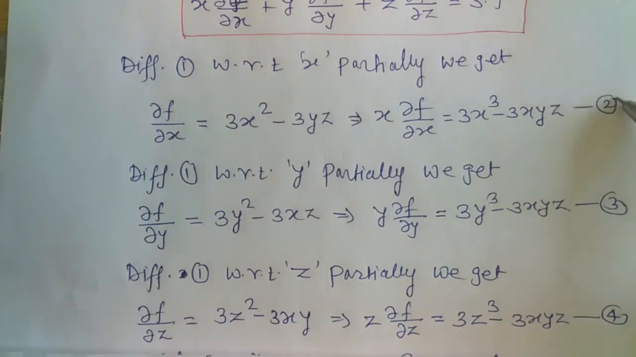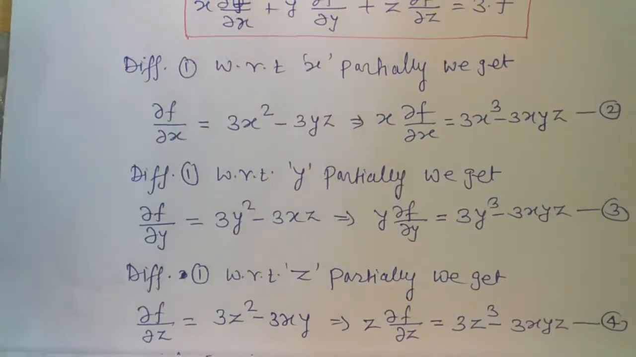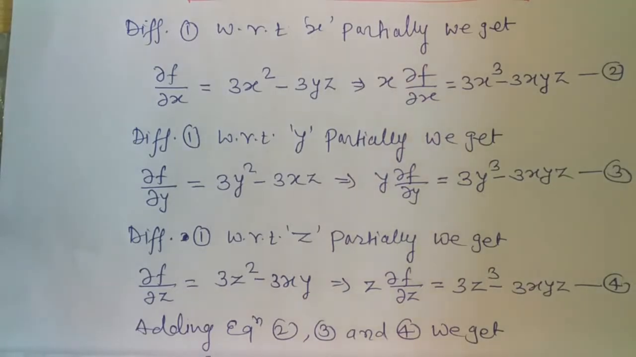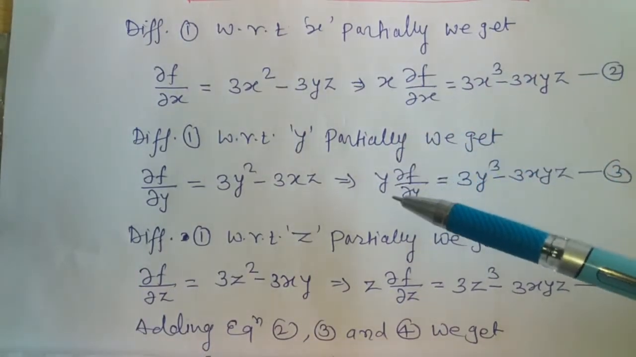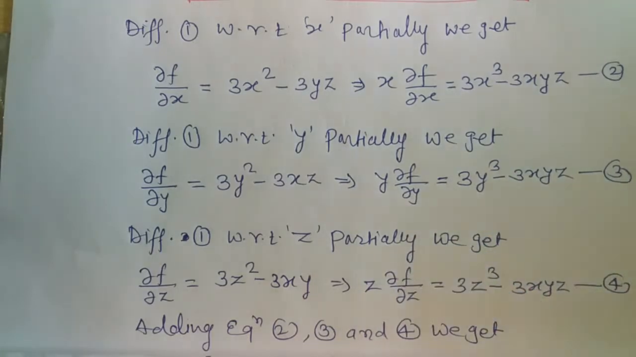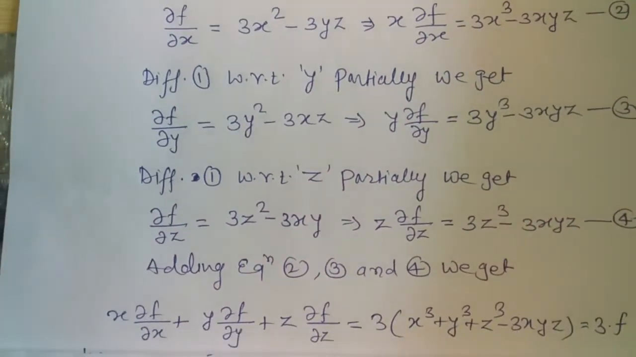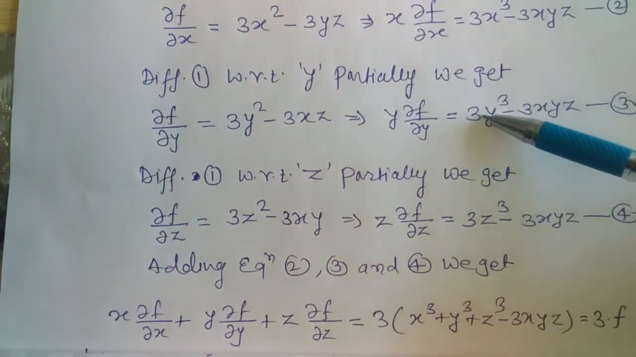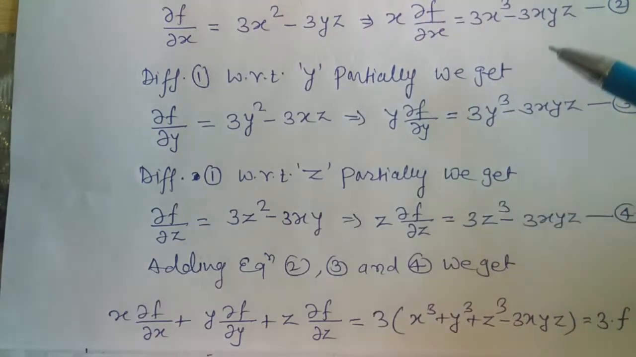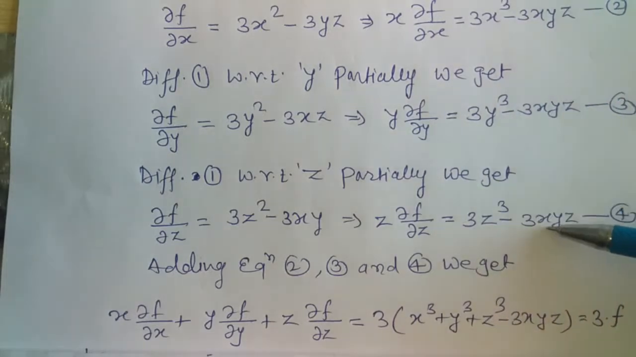Now adding equations second, third and fourth, we get on the left hand side x del f by del x plus y del f by del y plus z del f by del z. And on the right hand side we have 3x cube plus 3y cube plus 3z cube minus 9xyz.